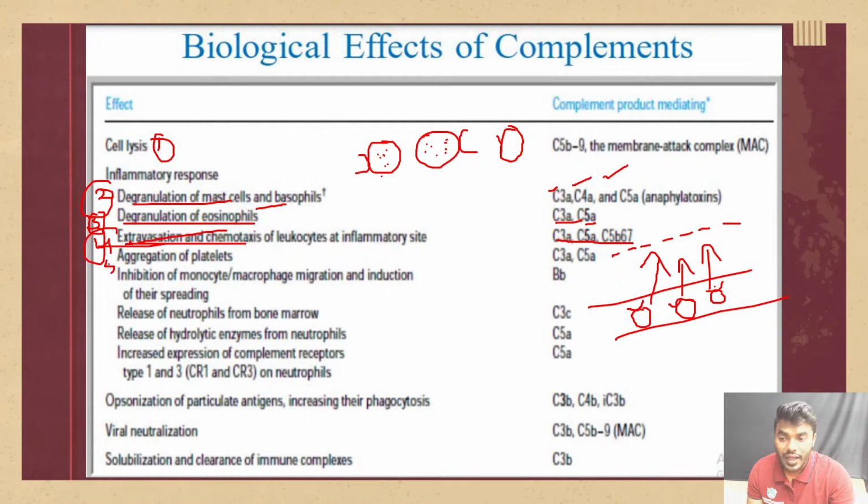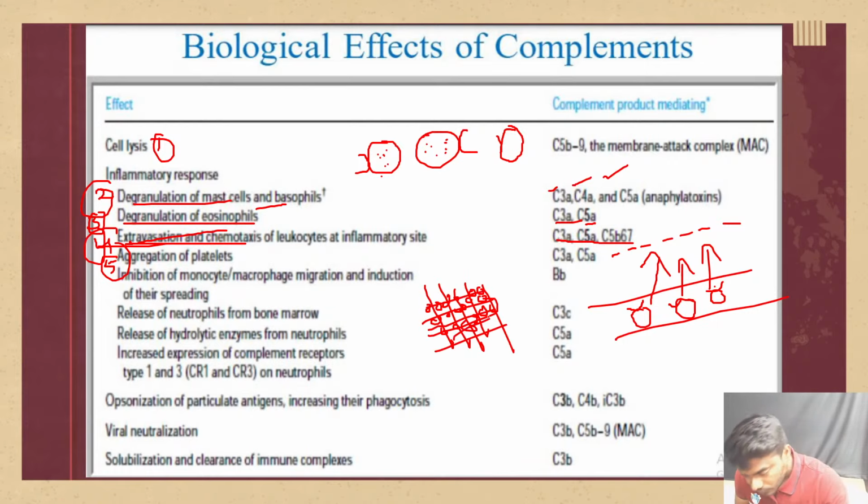Then the fifth one, aggregation of platelets. I hope you all remember, we even read this in blood clotting also. First, what will happen, friends? All the platelets come close together, which we can call platelet aggregation. After that only fibrin threads will be formed. This is exactly what we call the clot.